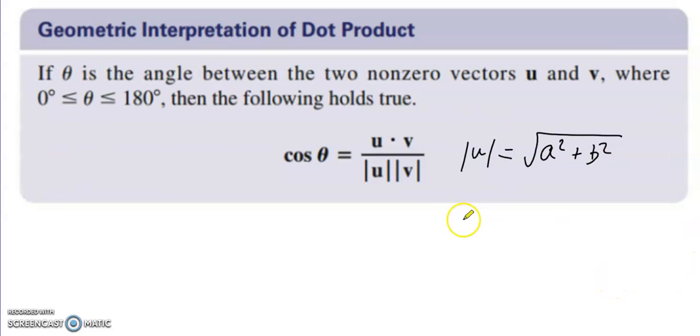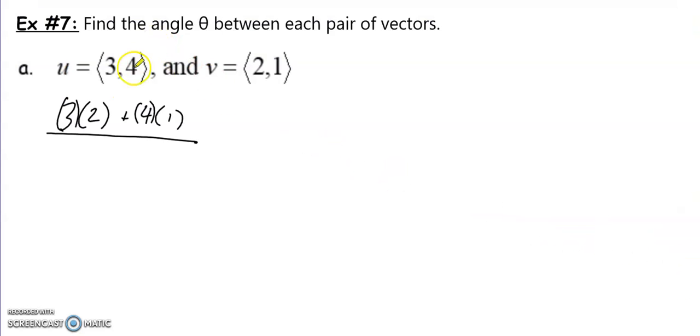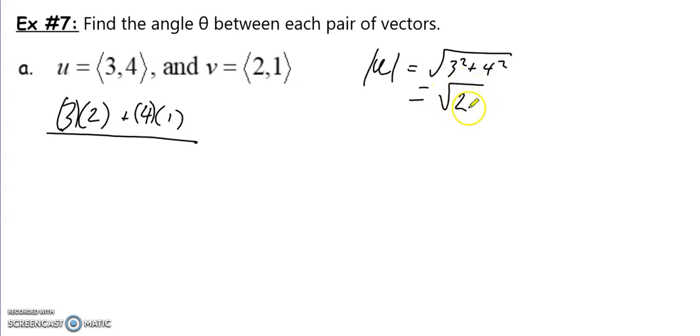Oh, boom. So we're going to find the magnitude of u. That's the square root of 3 squared plus 4 squared. So that's going to give me 9 plus 16. That's the square root of 25. So the magnitude of u is 5.